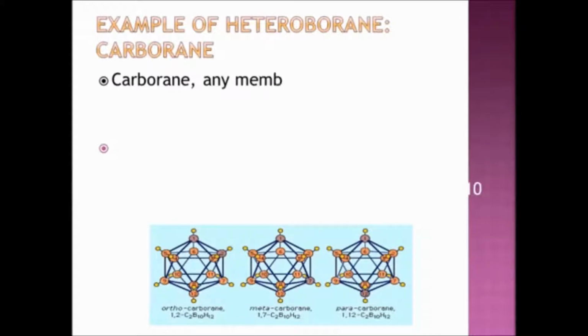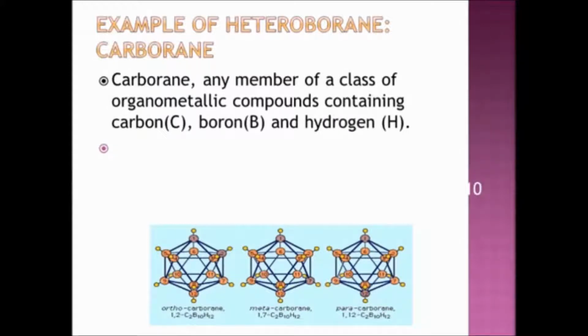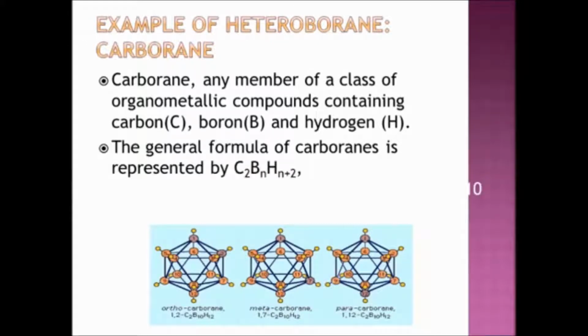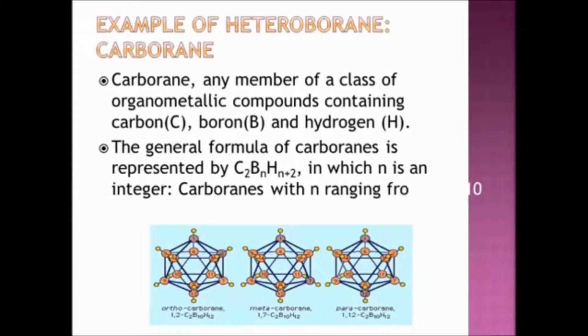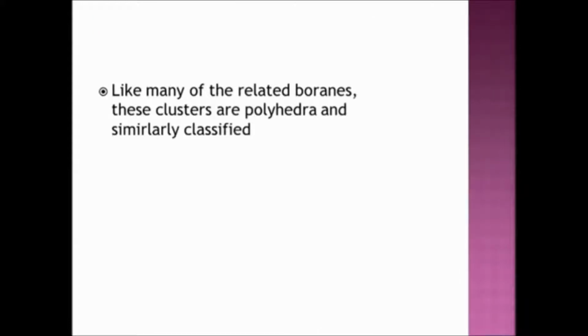An example of a heteroborane is carborane. Carborane is any member of a class of organometallic compounds containing carbon, boron, and hydrogen. The general formula of carboranes is C2BnHn+2, where n is an integer. Carboranes with n ranging from 3 to 10 have been characterized. Like many of the related boranes, these clusters are polyhedral and similarly classified as closo, nido, and arachno.